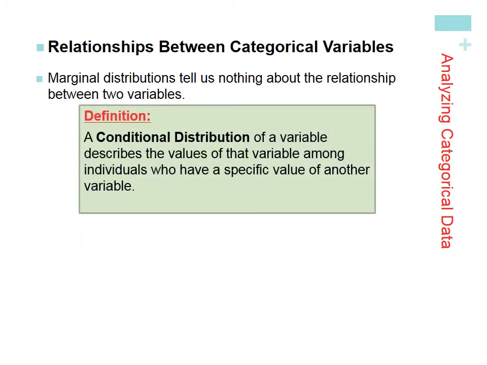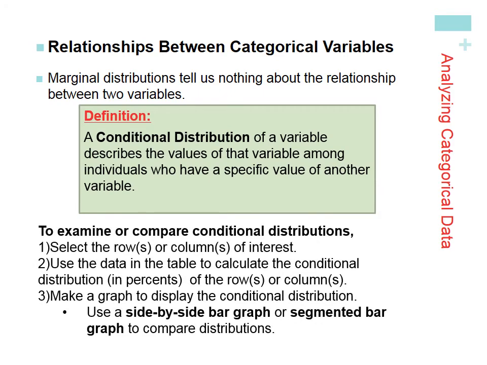Let's say we wanted to compare the distributions within my two-way table. A conditional distribution of a variable describes the value of that variable among the individuals who have a specific value of another variable. Okay, so that's a lot of words. What does that really mean? So a conditional distribution really is just taking a look at how do the males compare to getting rich to the females. So it's taking a look at two of the variables within your table and then comparing them to each other.